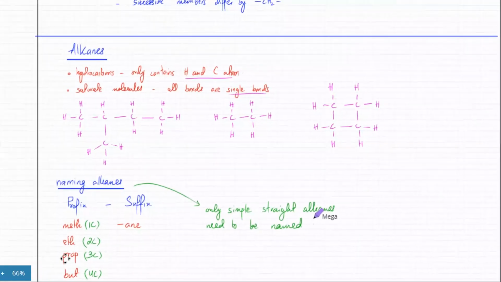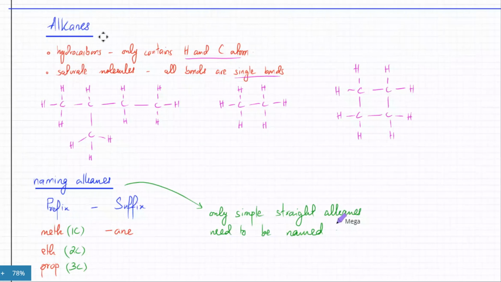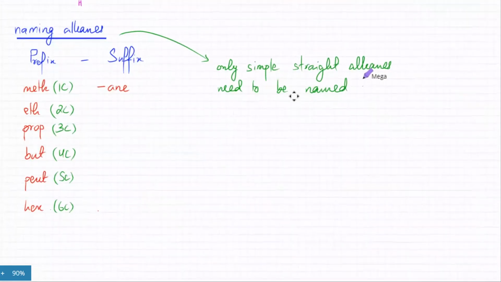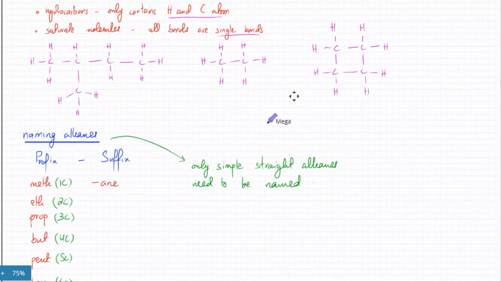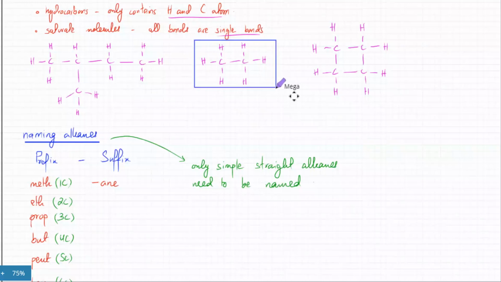So I'm just going to revise what an alkane is. It's a hydrocarbon, a family of compounds that contain only carbon and hydrogen atoms, and all bonds are going to be single bonds. I'm going to draw a molecule now and try to name it. This molecule has 2 carbon atoms. If it's got 2 carbon atoms, its prefix is going to be eth, followed by ane, because it's an alkane. So the name is ethane.